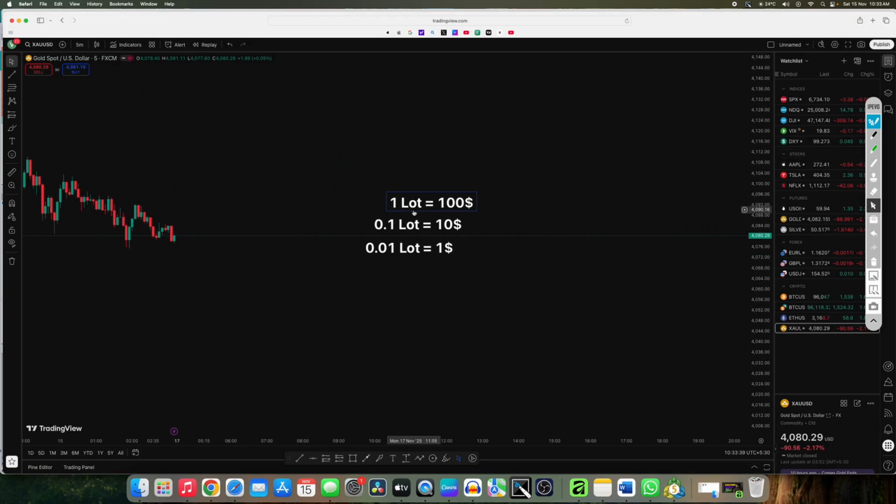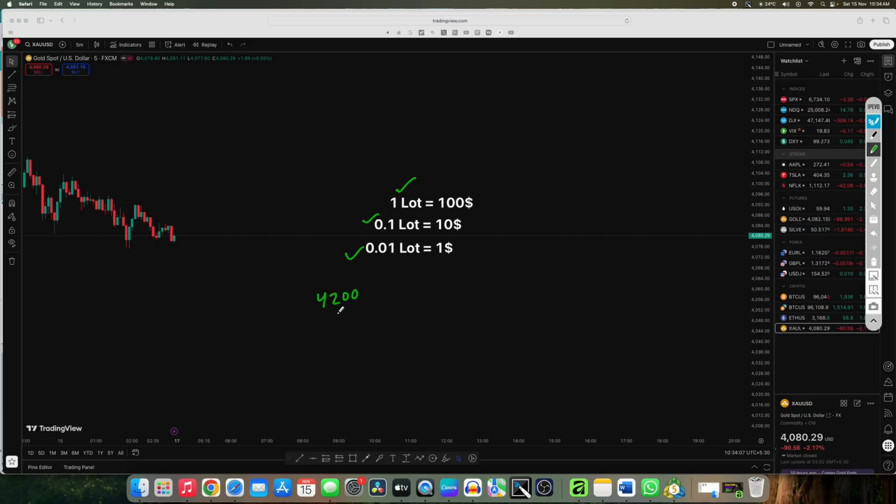Here you can see 3 lot sizes, 1 lot, 0.1 lot, and 0.01 lot. These are the basic lot options we use in gold trading. Okay, so 1 lot is equal to $100. I've written it here. When gold moves 1 point, meaning a $1 movement, then 1 lot will give you a $100 change. For example, right now, gold is at 4,200.